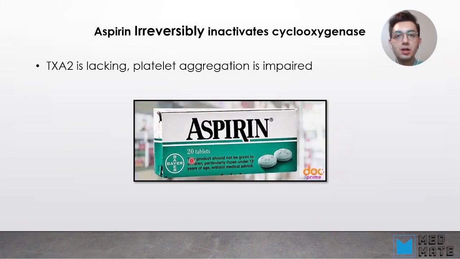Alright, another cause of primary hemostasis disorder is aspirin. So aspirin irreversibly inactivates cyclooxygenase. We know that thromboxane A2 plays a crucial role in activation of different receptors, and when thromboxane A2 is lacking, platelet aggregation is impaired because those receptors cannot get activated in order to participate in aggregation.